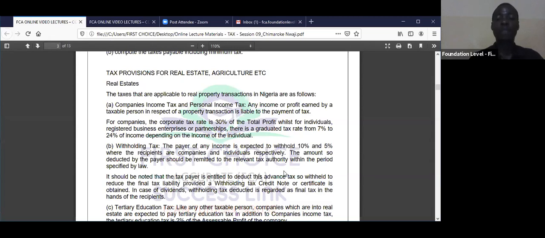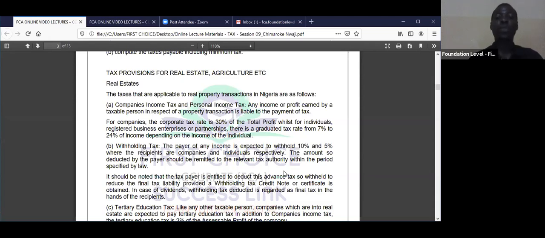So anything that is a business concern that doesn't have LTD or PLC is not a company, but it could be a firm, it could be a partnership, it could be a body corporate because it is registered, but it is not a company. So we are talking about company. And so when I say company, you know it's LTD, PLC. So they are going to pay 30% for the sake of this syllabus. And for individuals who are into real estate, their income is graduated from 7% up to 24%, depending on the income of the individual.